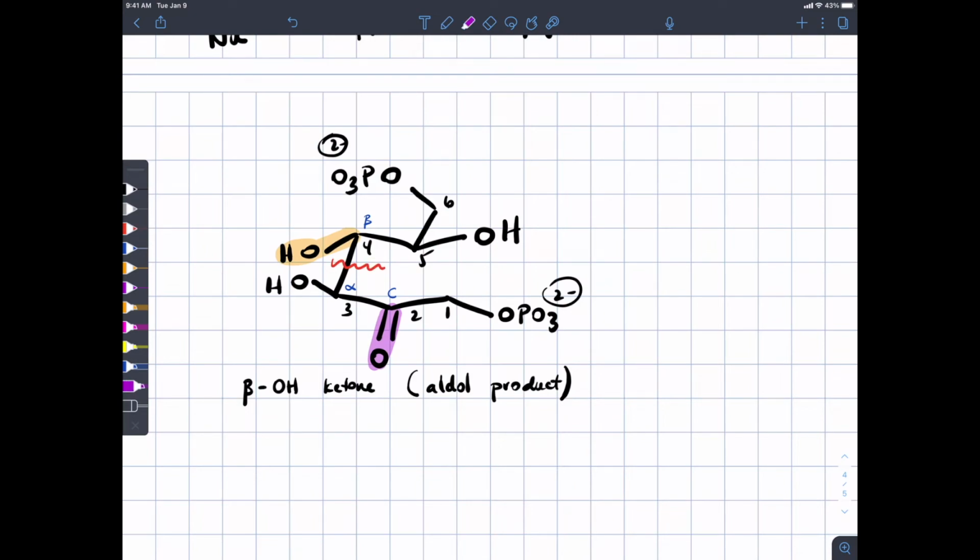And that would make all of this portion the electrophile in the aldol reaction. That's part one of the molecule, and that would have made this the nucleophile in the aldol reaction. The purple portion would have been the enolate.